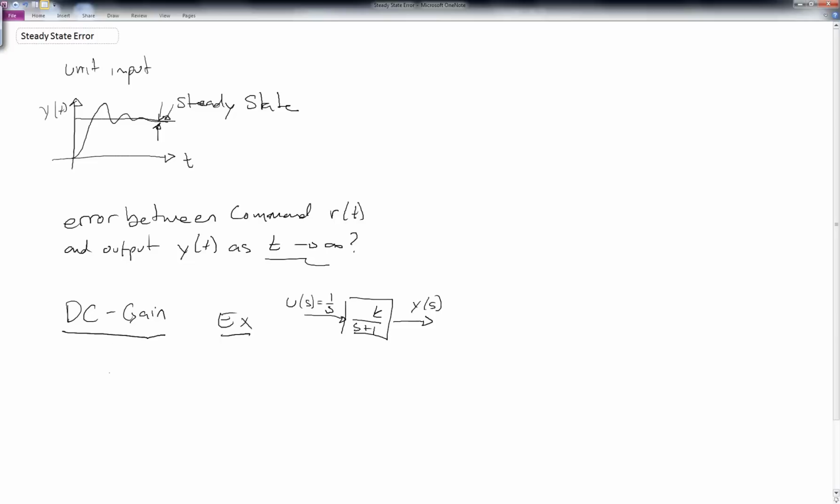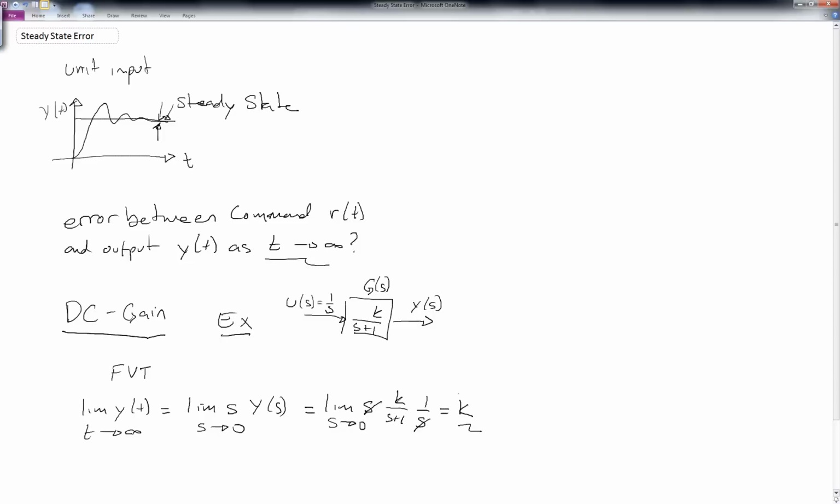Notice this is stable, so we can use the final value theorem, and we see that the limit of y of t as t goes to infinity is equal to the limit of s times y of s as s goes to 0. But y of s is just the transfer function, say, call this g of s, times the input, 1 over s. So that's the limit of s times y of s, which is g of s over s plus 1, times the input, which is 1 over s, as s goes to 0. These s's cancel out, and I'm left with k. So this is our steady-state gain, and it also could show up as an error between what we want and what we're actually commanding. This is that idea of open loop.